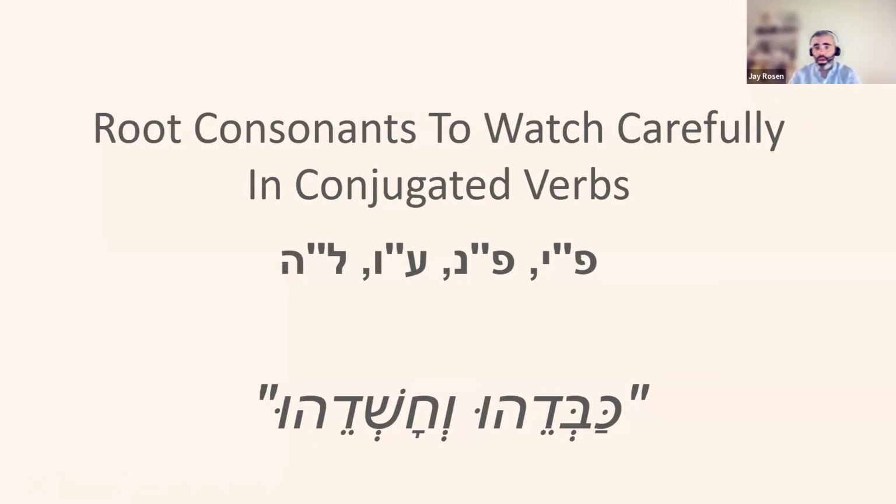Okay, the roots are kaf bet dalet and chet shin dalet. Kaf bet dalet has to do with honor, kavod, also weight. Kaved is heavy. Also, by the way, it has to do with your liver. We'll get to that maybe some other day. Chet shin dalet has something to do with danger or suspicion, or something that's fishy. So this expression, kabdehu vechashdehu, means to honor someone, but also suspect them, right?